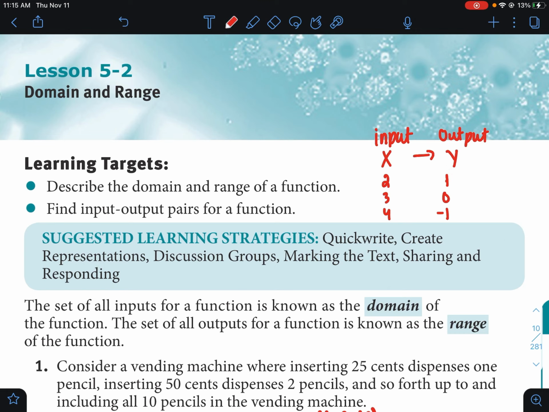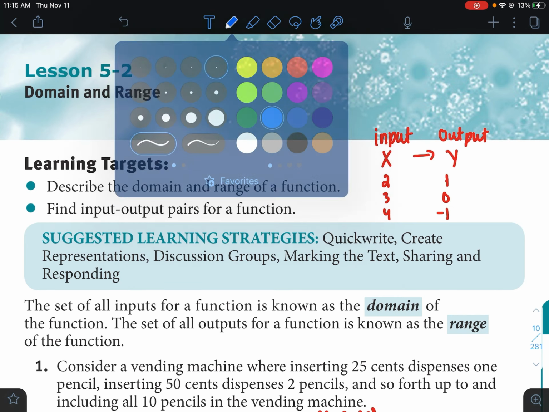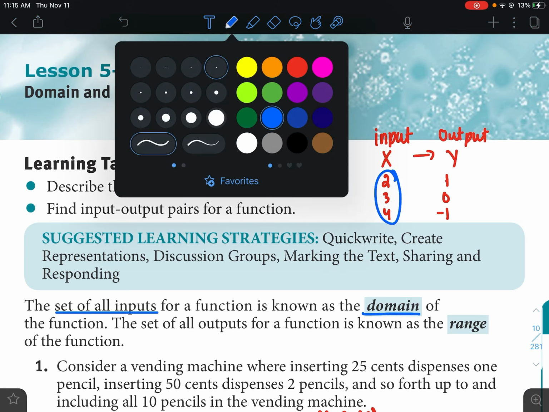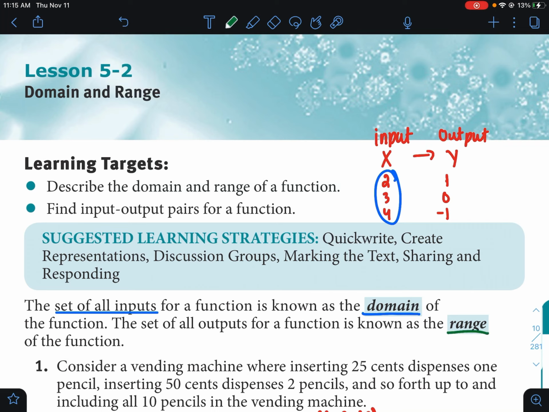And let me start to color code here. The domain is the set of all the inputs. So our domain here would be this. It would be 2, 3, and 4. Versus our range of the function, which is the set of all the outputs. So 1, 0, and -1.